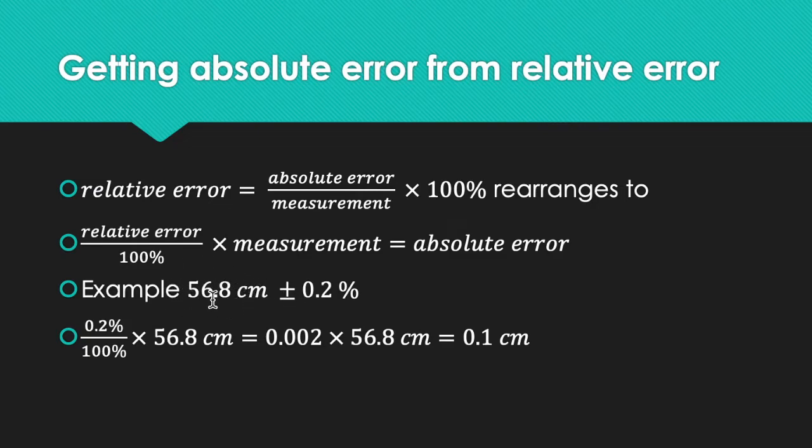So you might already be familiar with how to do that. To figure out what 0.2% of 56.8 centimeters is, you take the 0.2, divide it by 100 to get 0.002, and then you multiply that by the number you're trying to get that percent of. So you're multiplying it by the measurement. And then when you do this, the percent cancels, and so you just have this number, 0.002, times 56.8 centimeters. You come out with an uncertainty that is in centimeters. And that is expected because the absolute error should have the same units as your measurement.